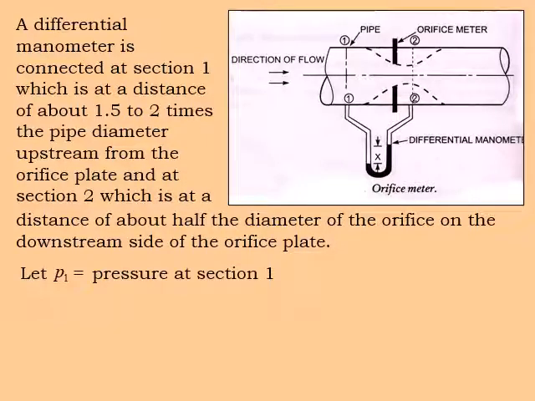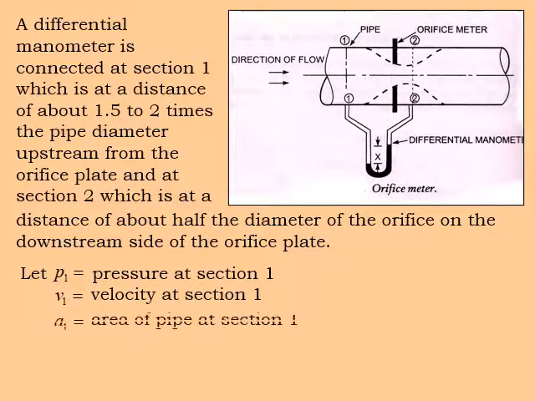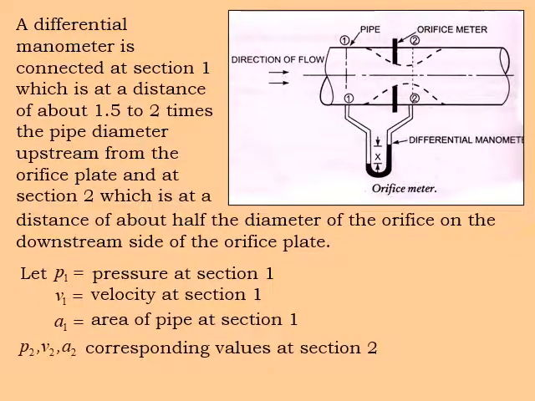So here P1 is the pressure at section 1, V1 is the velocity at section 1, A1 is the area of the pipe at section 1, and similarly P2, V2, A2 are the pressure, velocity and area at section 2.